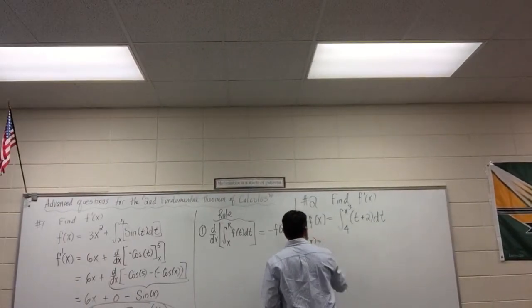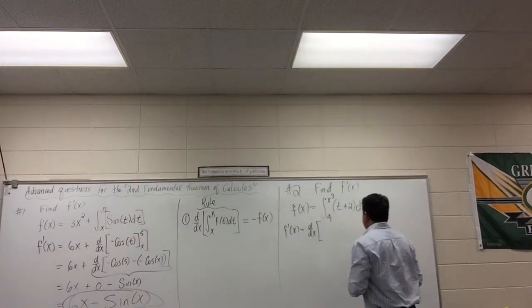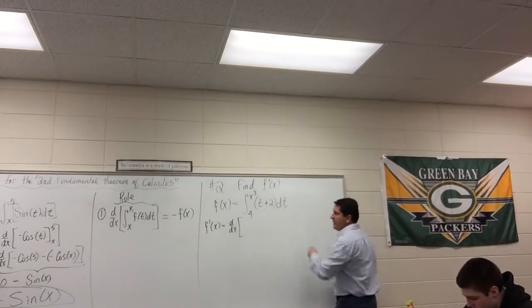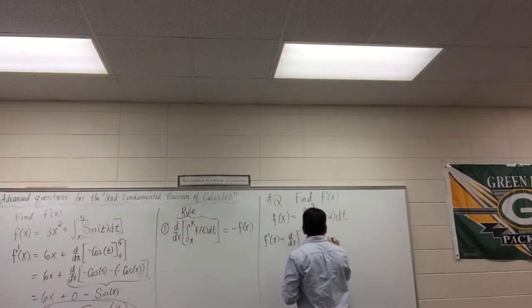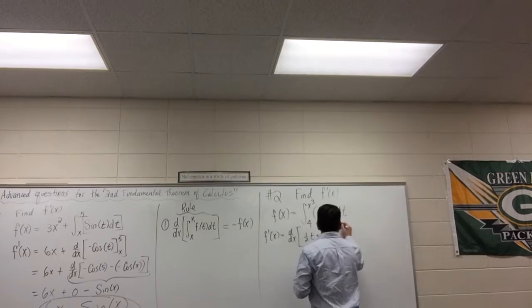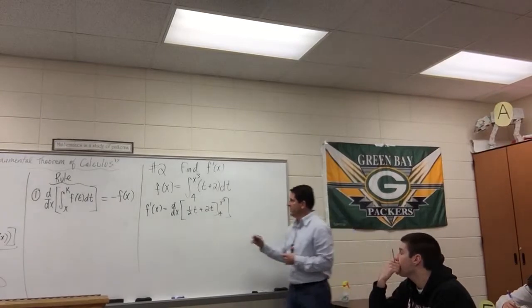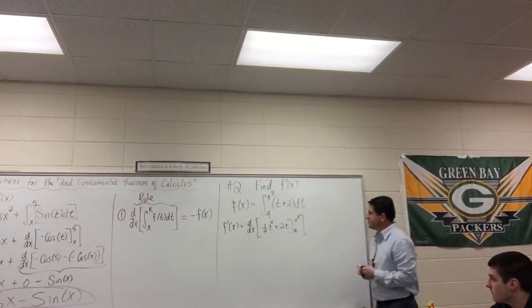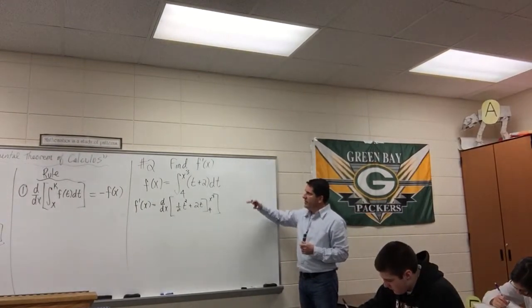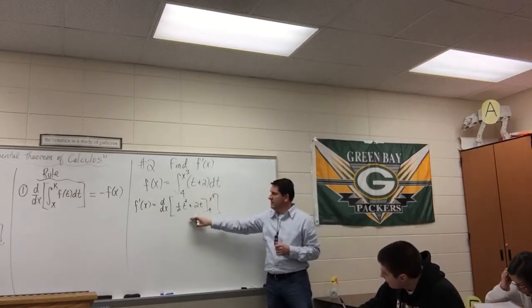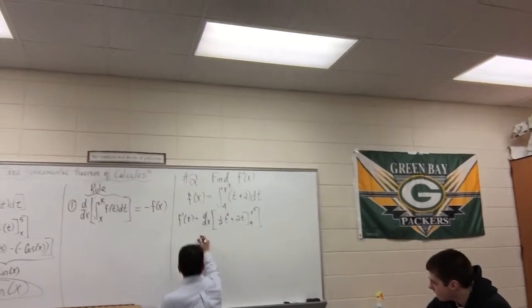F prime of x is equal to the derivative of this thing. So it's the derivative of that. And if you don't mind, I'm going to do the thing: 1/2 t squared plus 2t evaluated from 4 to x cubed. So I got this. We found the derivative of both sides, and then I just did the first fundamental theorem of calculus here.